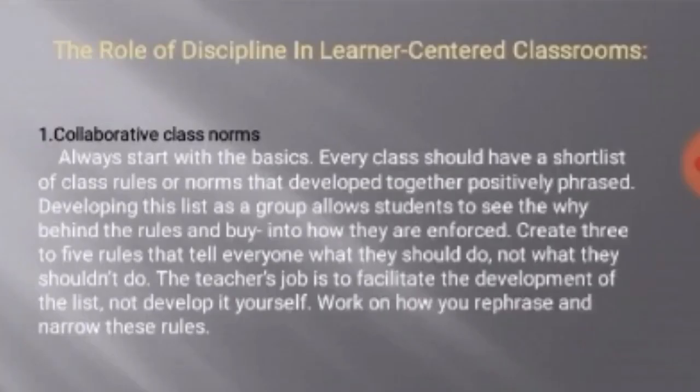Number 1. Collaborative class norms. Always start with the basics. Every class should have a short list of class norms that are developed together and positively phrased. Developing this list as a group allows students to see the why behind the rules and buy into how they are enforced. Create 3 to 5 rules that tell everyone what they should do, not what they shouldn't do. The teacher's job is to facilitate the development of the list, not develop it by yourself. Work on how you phrase and narrow these rules.